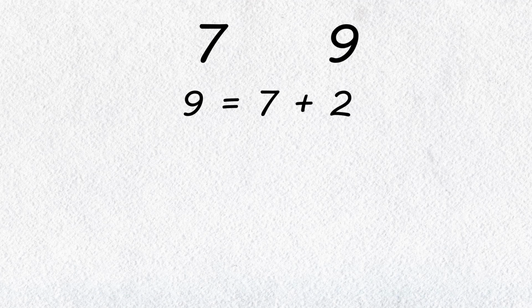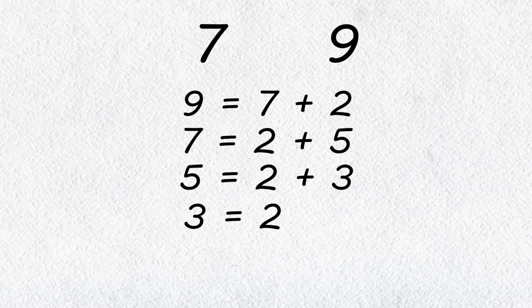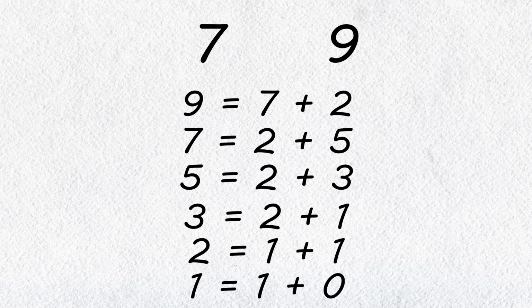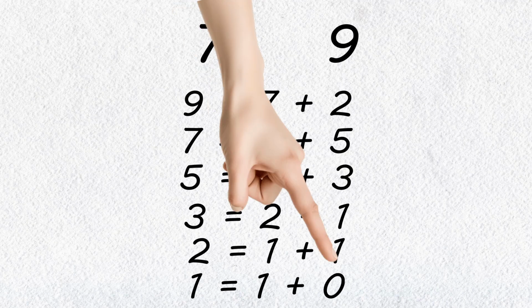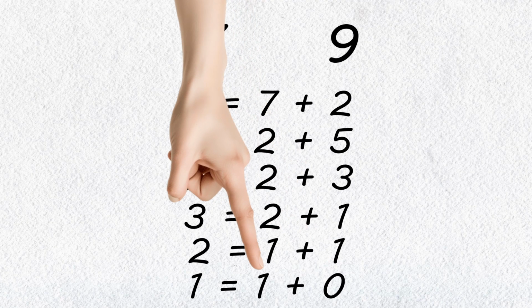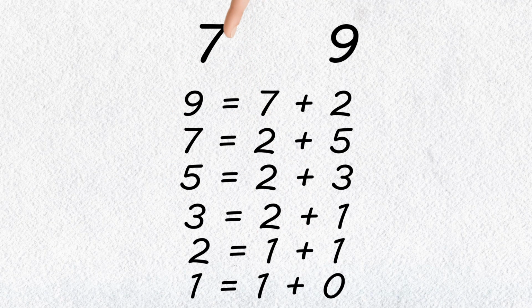Take two numbers, for example, let's take 7 and 9. We subtract the smaller one from the larger one, giving us 9 is equal to 7 plus 2. Then we continue this operation, subtracting the smaller of the right equation from the larger number. Thus, we have 7 is equal to 2 plus 5, 5 is equal to 2 plus 3, 3 is 2 plus 1, 2 is 1 plus 1, and 1 is 1 plus 0. And once you reach your 0, the algorithm ends. The other non-zero number is the greatest common divisor, in this case 1, as 9 and 7 are co-prime.